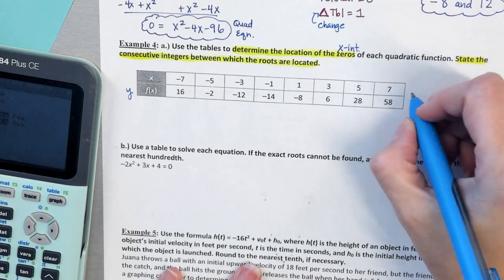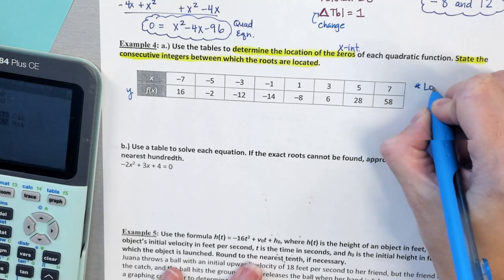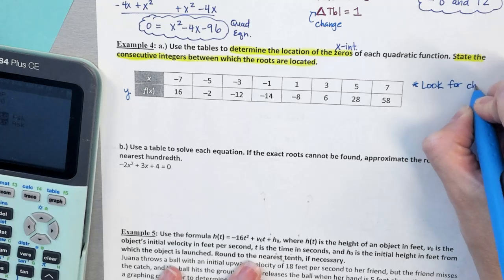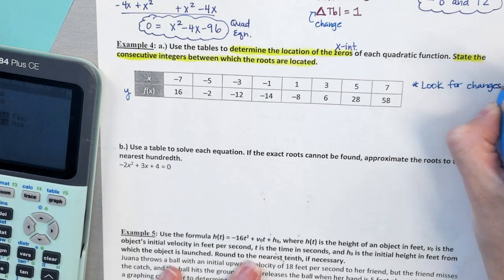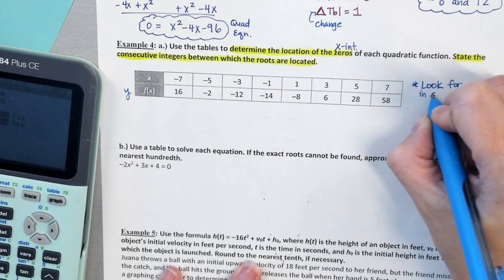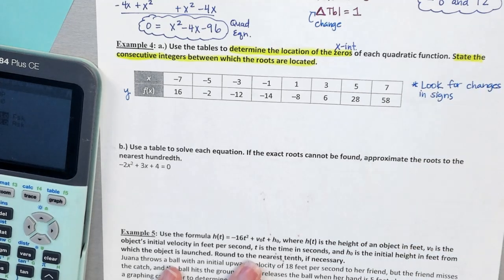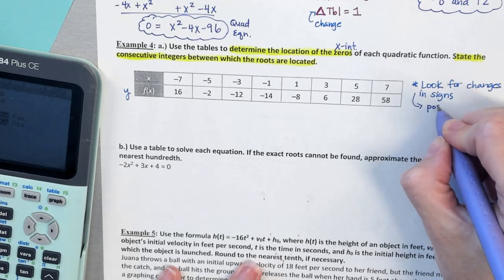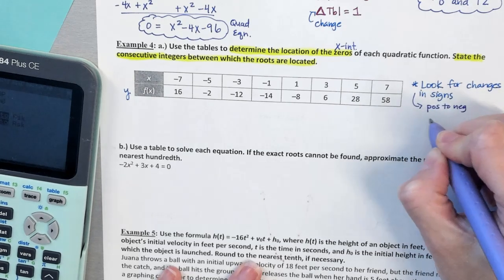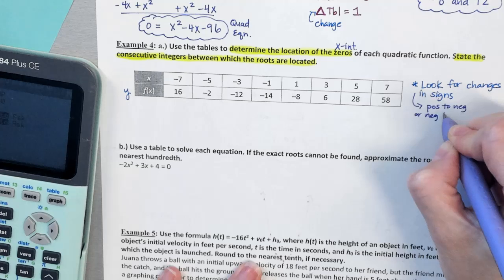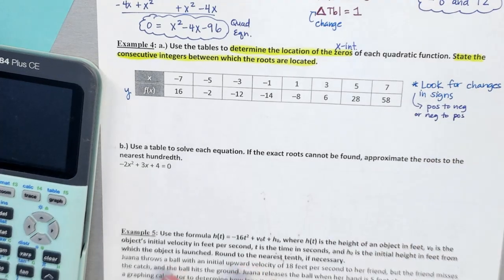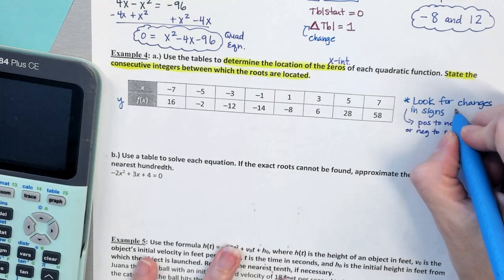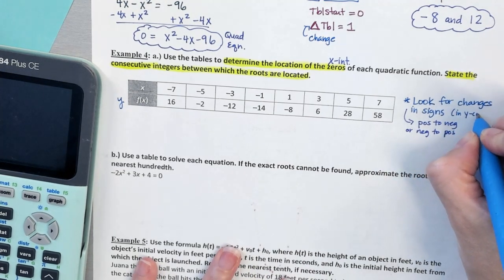So what we have to do is we have to look for sign changes. Okay, so we have to look for changes in signs. And that means you're looking for a value that goes from positive to negative or negative to positive. Okay, and you're going to look for this in the y coordinates.